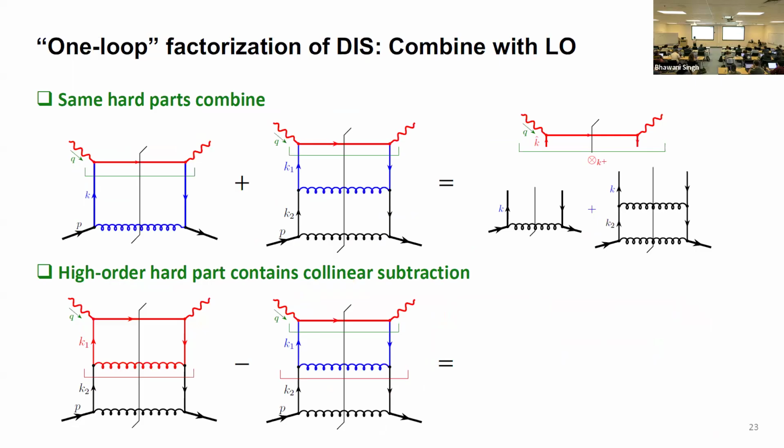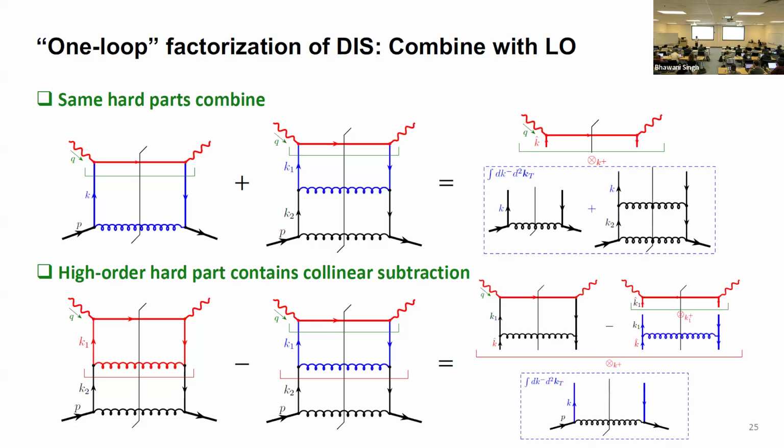The first diagram gives you a leading order PDF. The second diagram gives you a next to leading order PDF. So these two sum up, and they have the same hard part. And for the second one, we have a hard region with a subtraction of the collinear subregion. This gives us a similar hard part, but this hard part is the one loop, and this one loop hard part contains a further subtraction of the collinear subregion. This whole thing is convoluted with the leading order PDF.